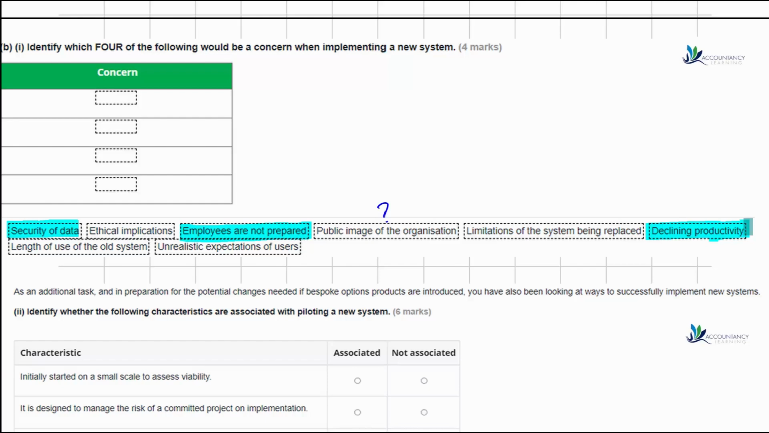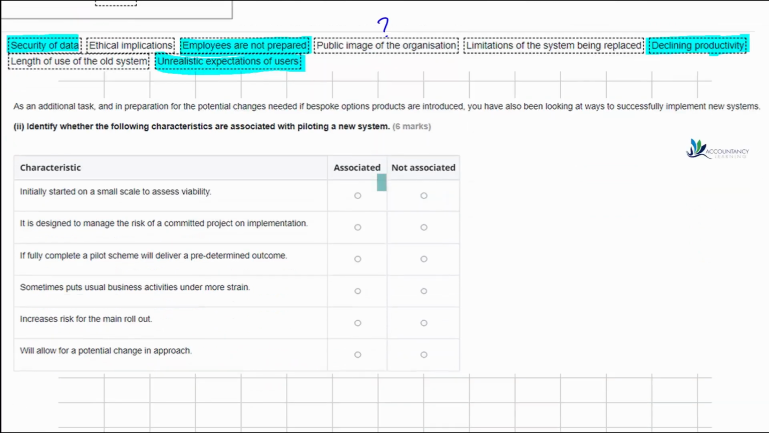And then unrealistic expectations of the users. Oh yeah, that's a very popular problem, that the users will think that the new system will solve everything and it will be the best thing since sliced bread, but actually it won't be, because there will always be some systems that are not perfectly designed for what we want to do. So yeah, these are the 4 ones that we think are the appropriate ones. Public image is a possibility, but that's not as strong as the 4 that we've highlighted on the screen.